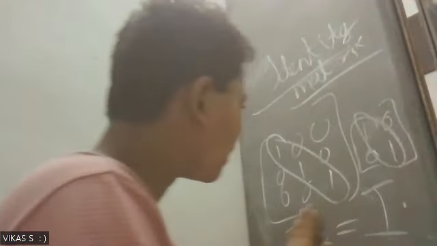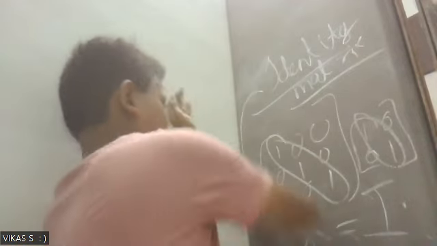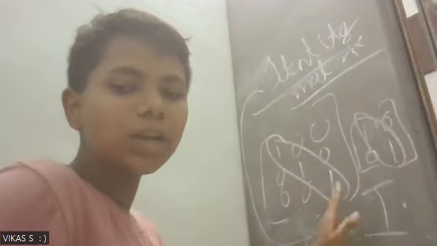Sorry. It is denoted by I. What is denoted by I? Identity matrix is denoted by I. What is I now? I is this.